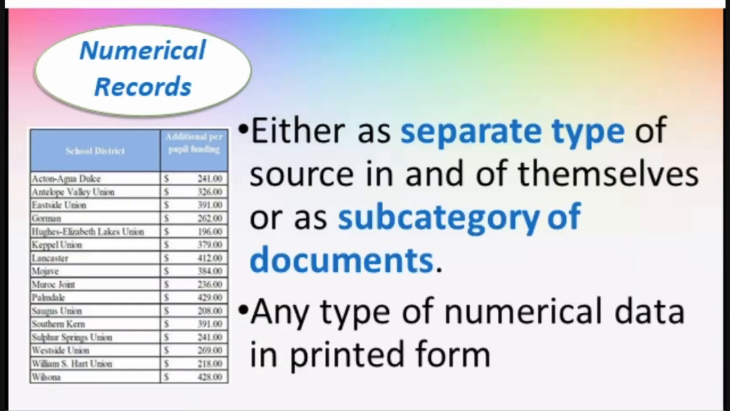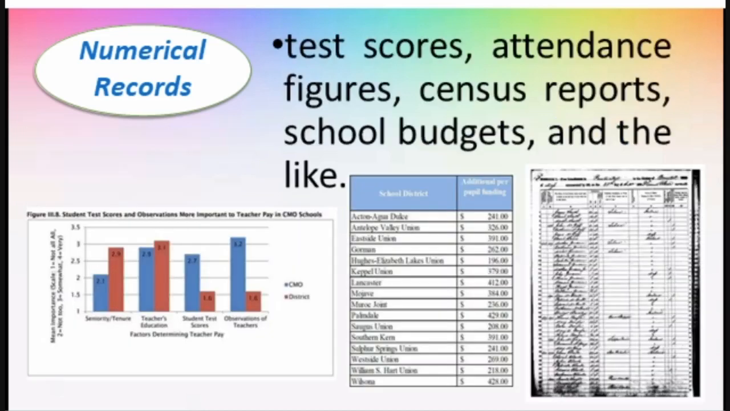And numerical records. Coming to numerical records, any kind of numerical data in printed form is a separate type of source or subcategory of document. When you see the East India report, it will tell when they came. For example, in 1860 we came, in 1870 they started trade, as an example. That kind of numerical data presented in a separate book or in printed form, that also you can take, right? And test scores, attendance figures, a census report in 1900, that is a numerical record, right?